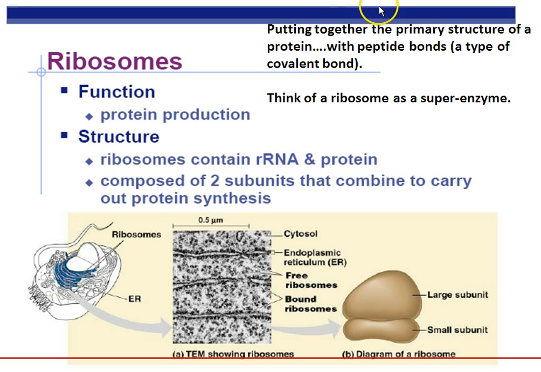So the ribosome puts together the peptide bonds in the protein. And remember, a lot of proteins are really important. They're enzymes. You can kind of think of a ribosome as a super enzyme, putting together the things that will put together other parts of the cell.